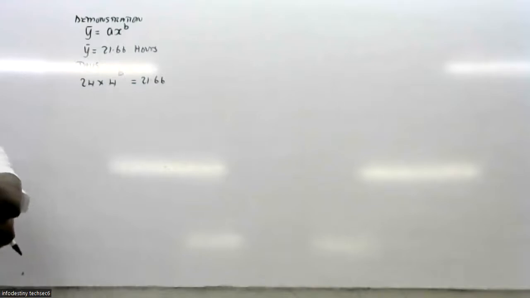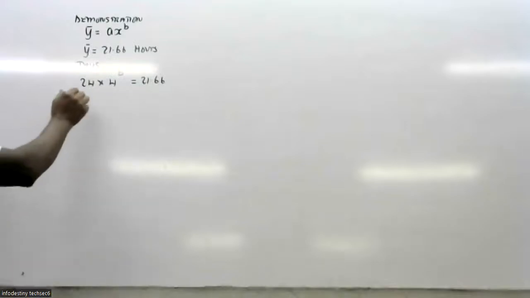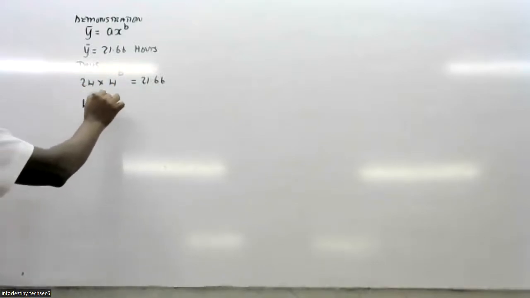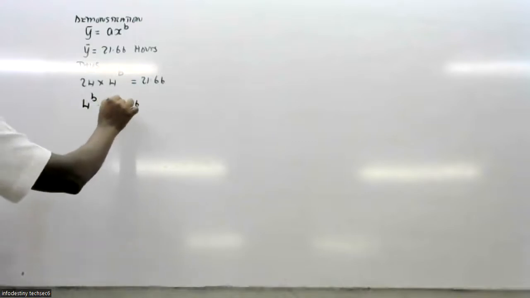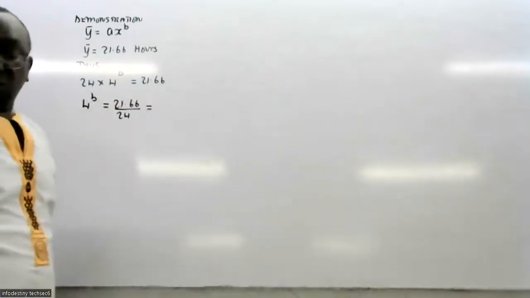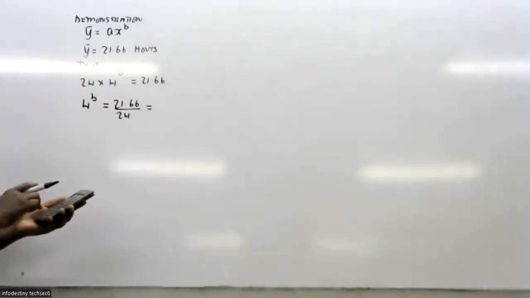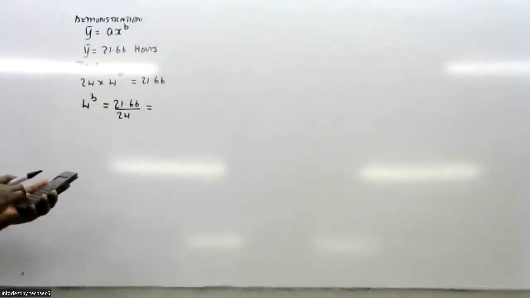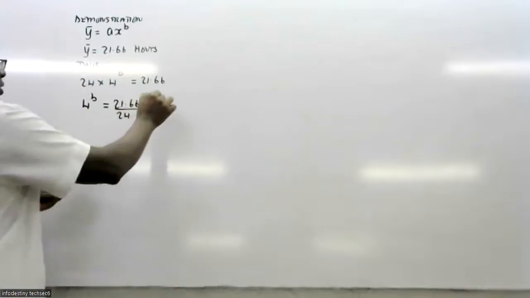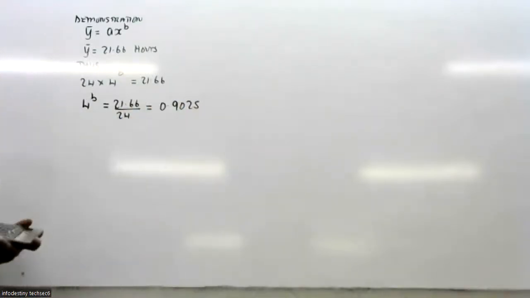See what we have? How do we get B? We divide this side by 24, to achieve 4^B is 21.66 divided by 24, which is equal to 0.9025.